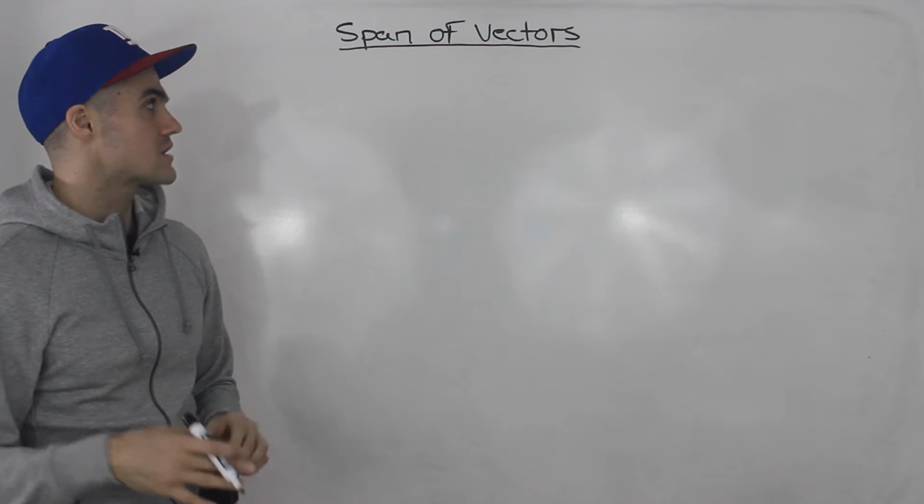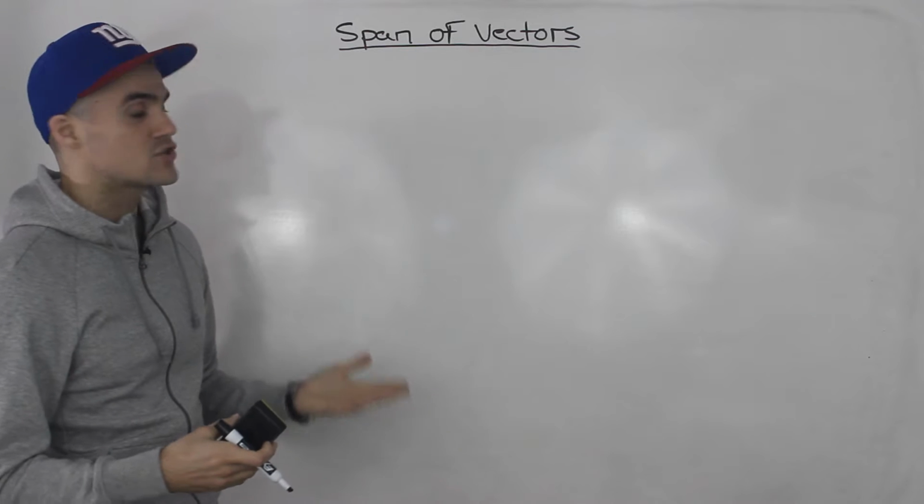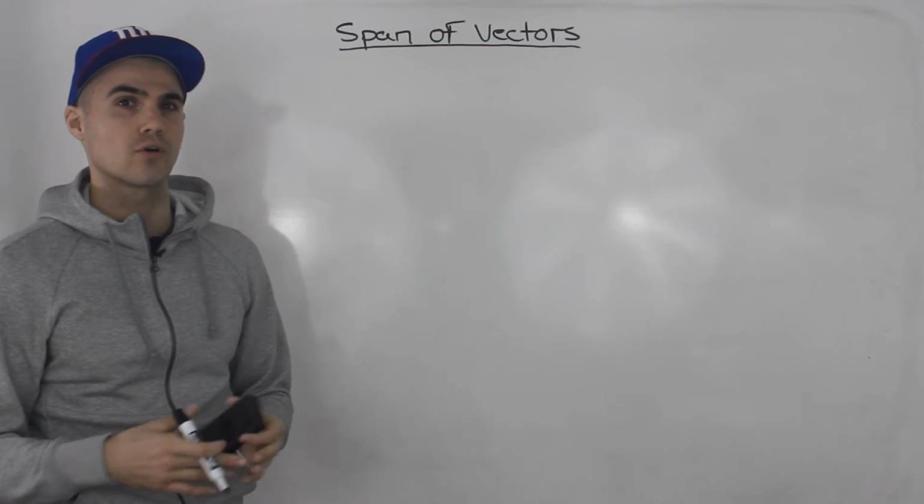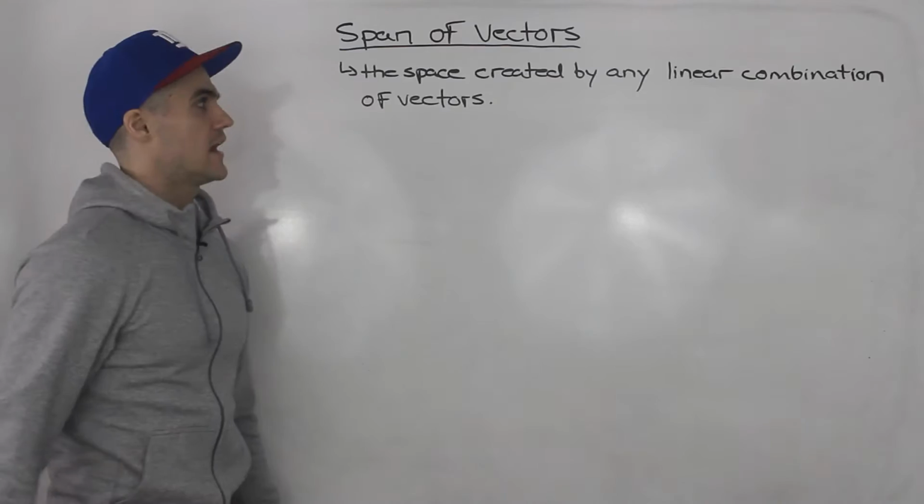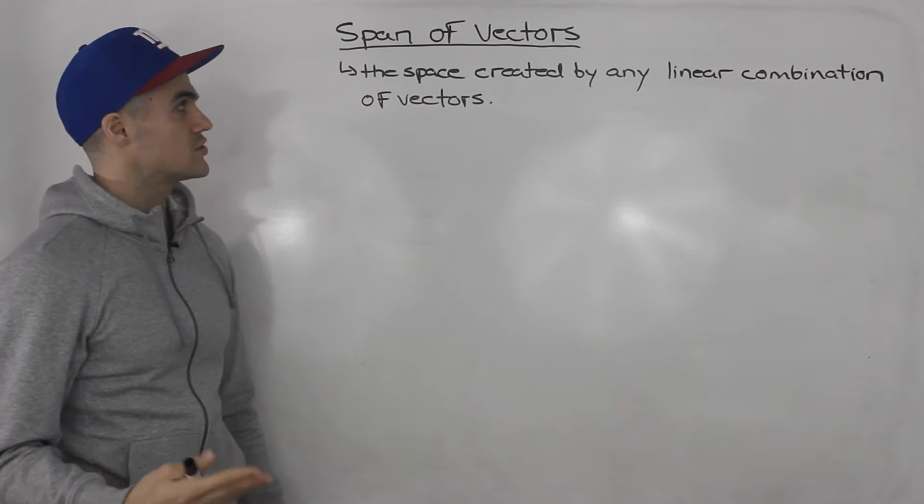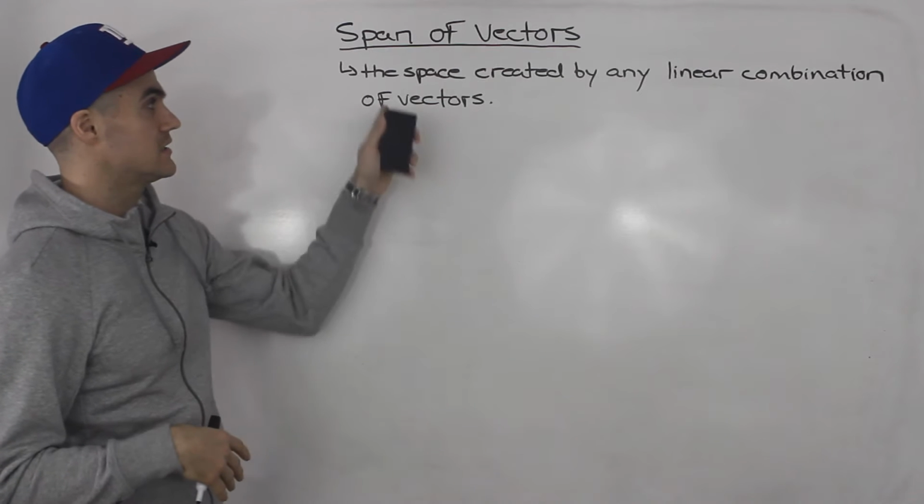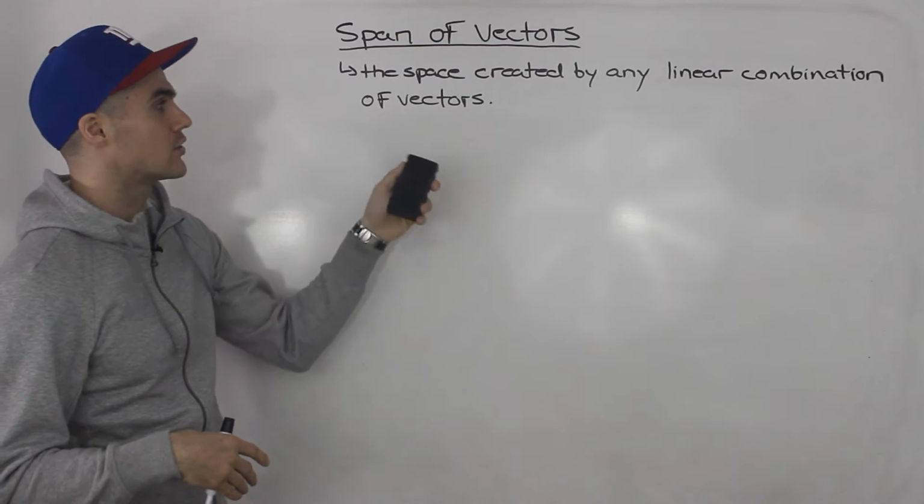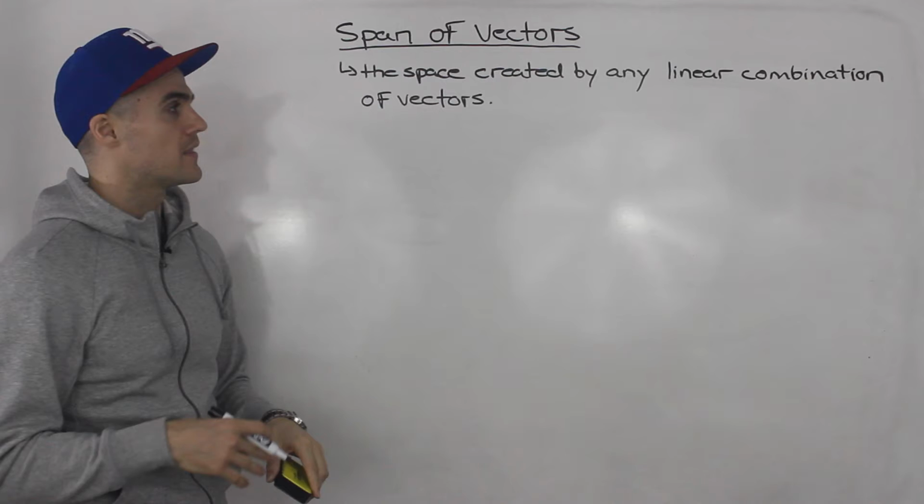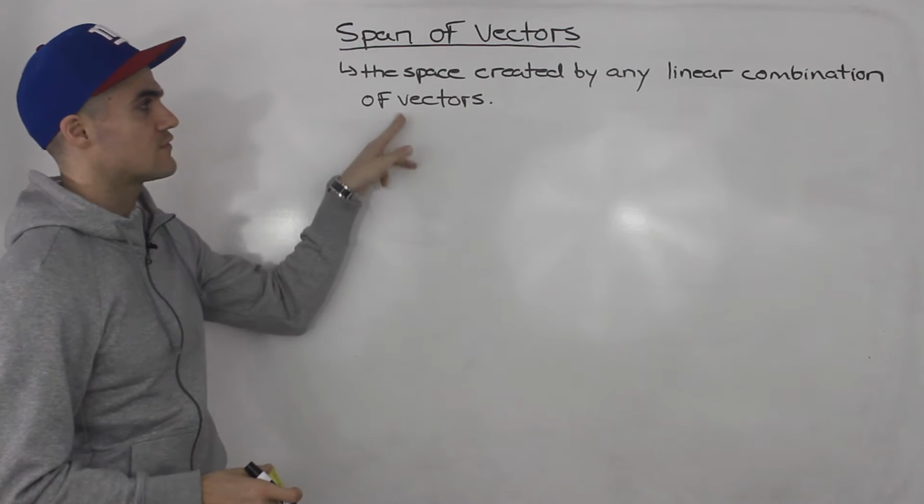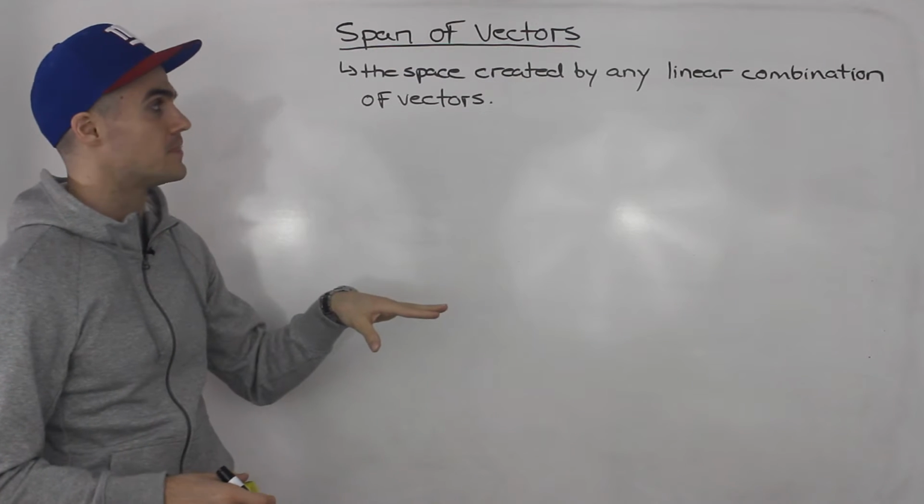Throughout the videos, I'm going to explain this both visually and algebraically in order for all of this to really sink in. Now, you may run into a lot of different definitions for what span of vectors means. The way I like to think about it, it's basically the space created by any linear combination of vectors. As the video goes on, this definition will become more clear to you.